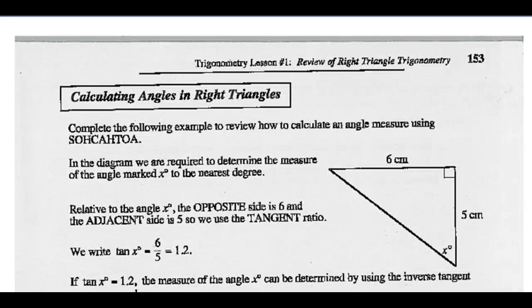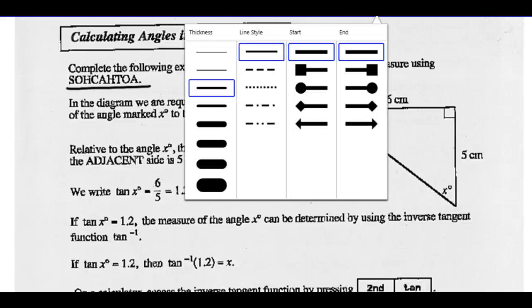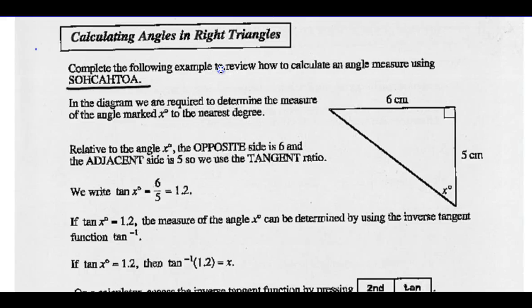Great, let's move on to calculating angles in right triangles. Complete the following example to review how to calculate an angle measure using primary trig. In the diagram, we are required to determine the measure of the angle marked x. So that's down here. To the nearest degree. So always read what they're asking for. Relative to angle x, we're given the opposite side, which is 6, and we're given the adjacent side, which is 5.